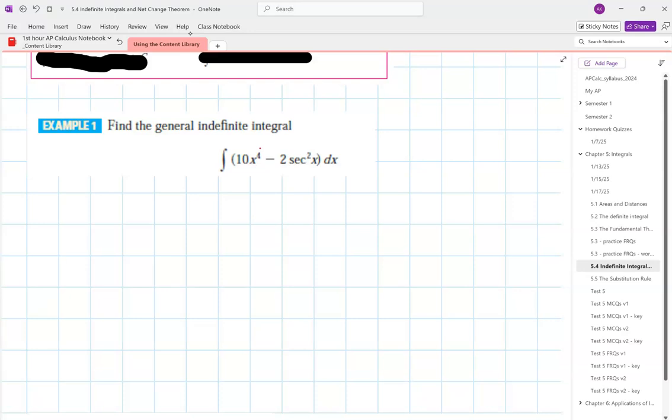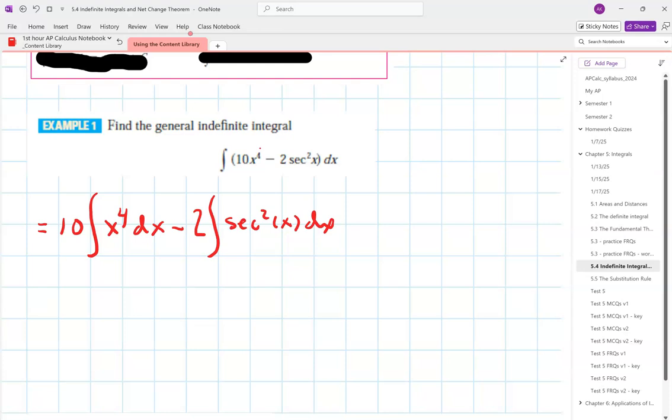So our first example, we have the integral of 10x to the fourth minus 2 times secant squared x. The first thing I'm going to do is use my properties of integrals to distribute the integral through and pull the constants out front of my integral symbols. Is everybody okay with what I've done here? Does this remind you of something? Just like how we would have approached this as a derivative, right?